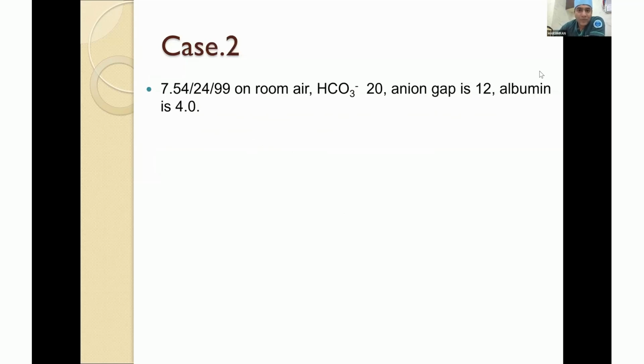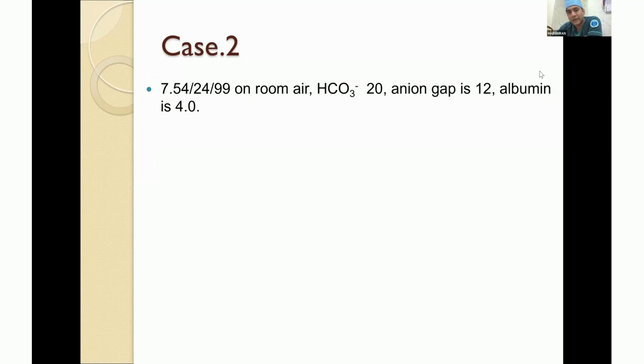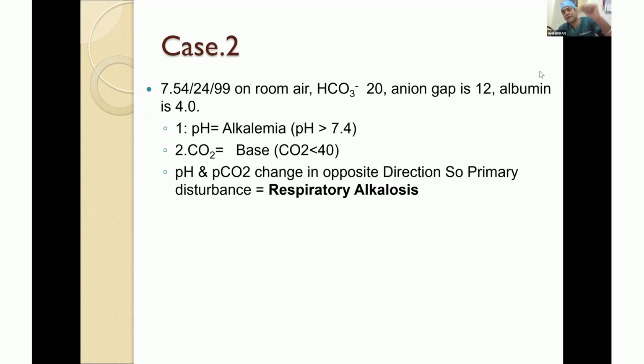Then case 2, pH 7.54, PCO2 24, then bicarbonate of 20. Where is the pH going? It is above 7.45, primarily alkalemia. Then PCO2, normally the value should be 30 to 40. So it is less than that, it is 24. So the disorder again is respiratory, moving in opposite direction. pH is increasing, PCO2 is decreasing, moving in opposite direction. Primary pathology is respiratory alkalosis.